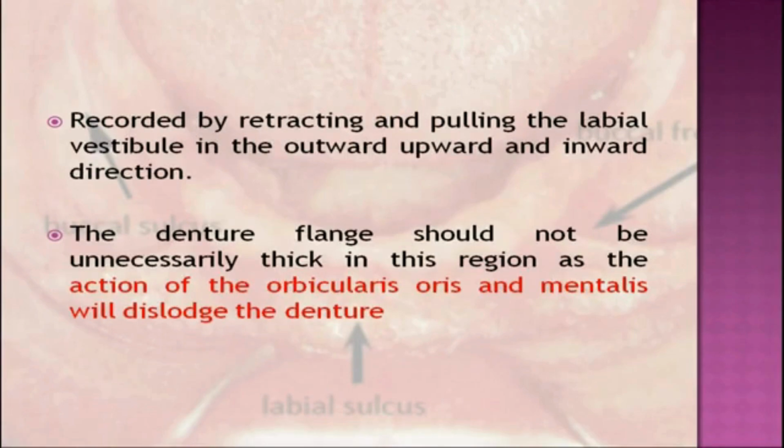It is recorded by retracting and pulling the labial vestibule in the outward, upward and inward direction. The denture flange should not be unnecessarily thick in this region, as the action of the orbicularis oris and mentalis will dislodge the denture. So this area should be properly molded during impression making.